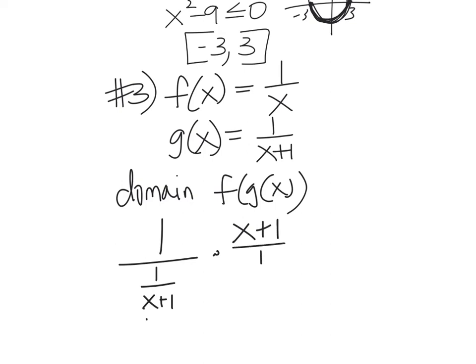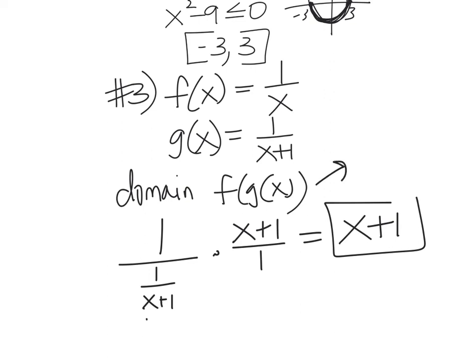Because division, 1 divided by 1 over x plus 1 is the same thing as 1 times the reciprocal. And so this is just x plus 1. That's what f of g of x would equal. And if we look at that, we think, oh, yeah, that's all real numbers. But it's not. I mean, it is for that, that is all real numbers. But to find the domain of f of g of x, we're going to say all real numbers except for one number. And what is that? Negative 1. So if you plug negative 1 into here, that's going to be real bad.